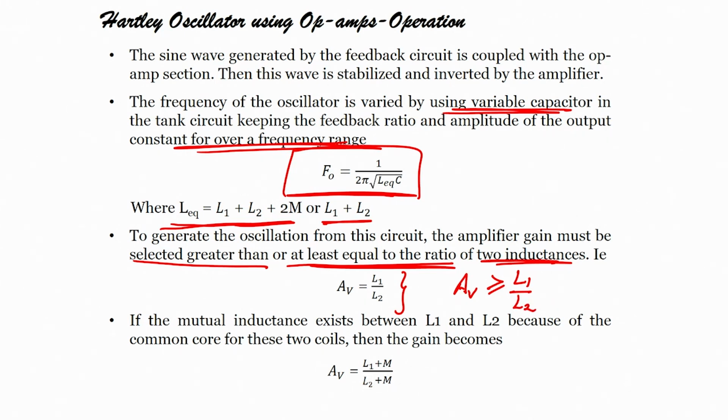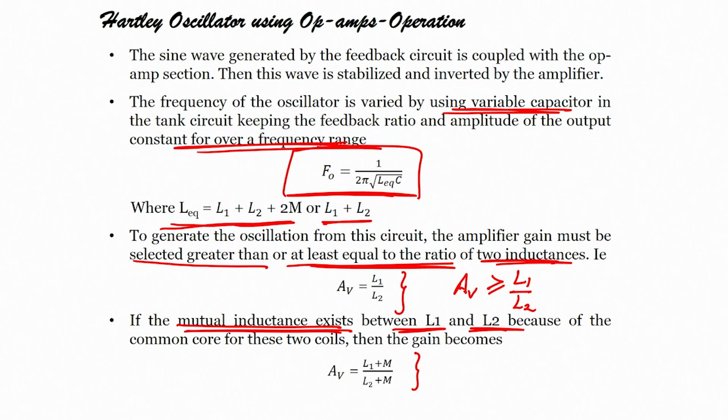correct. If mutual inductance exists between inductor L1 and L2 because of the common core for these two coils, then the gain will become L1 plus M divided by L2 plus M.